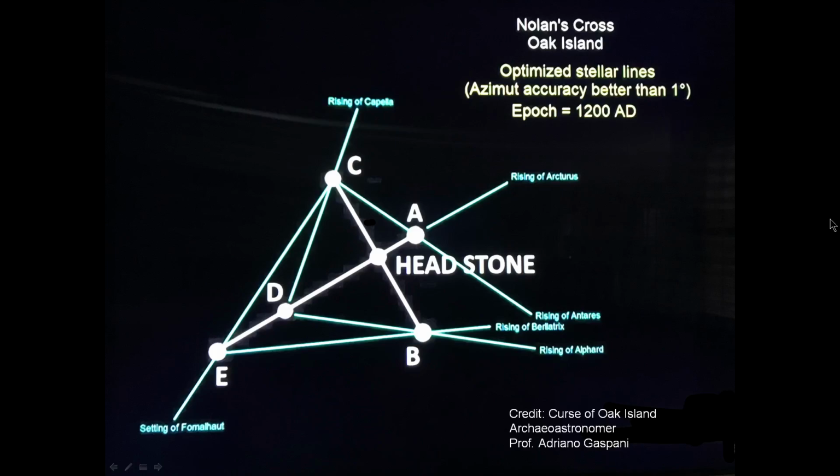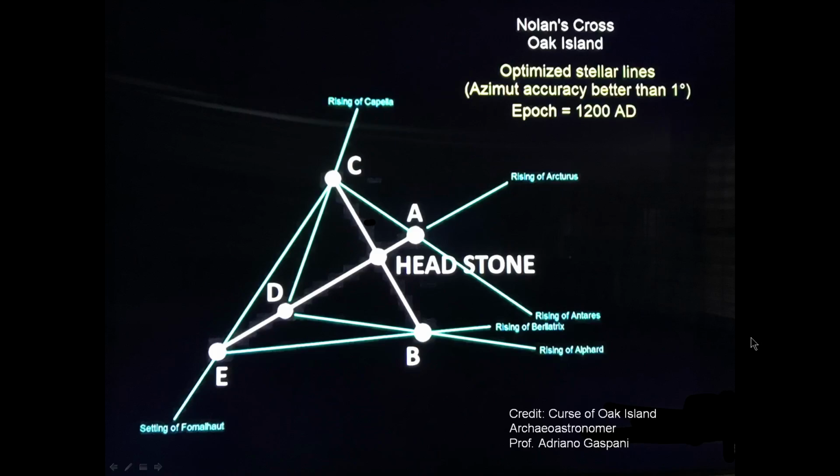how these alignments were used to place the stones of Nolan's Cross on Oak Island. The sequence is very important because it corresponds to the Zena-Halpern map. But archaeoastronomy, it's a pretty early discipline in academia.